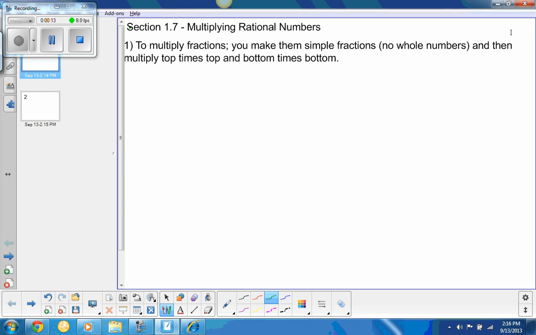Your section for Monday is going to be on section 1.7 out of the book, which is covering multiplying rational numbers. So we're going to multiply both fractions and decimals, and we're going to go over fractions first.